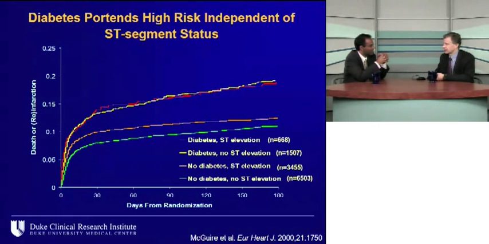Now, Chris, you spend a lot of time rounding in the CCU. Based on your own experience, how commonly do you diagnose diabetes in a patient who, for example, did not know that they had glucose intolerance previously?